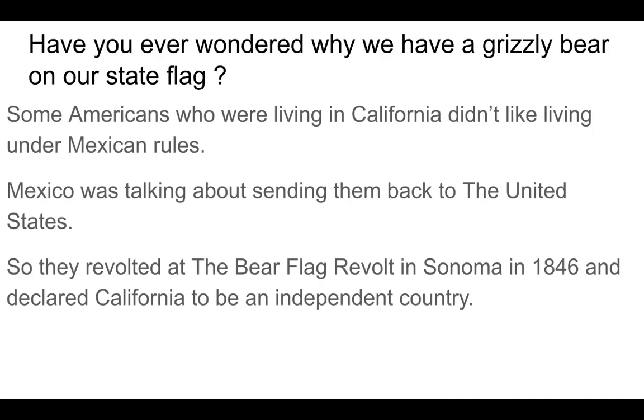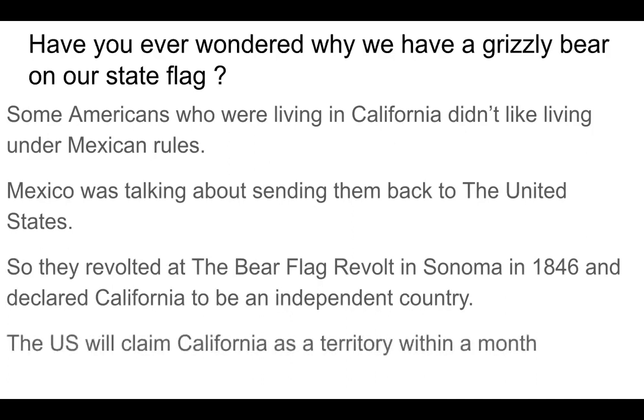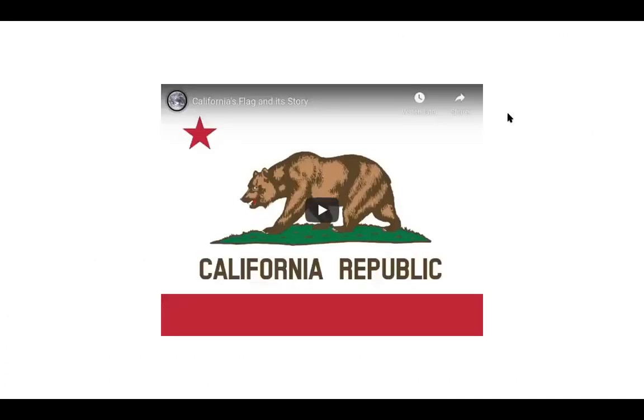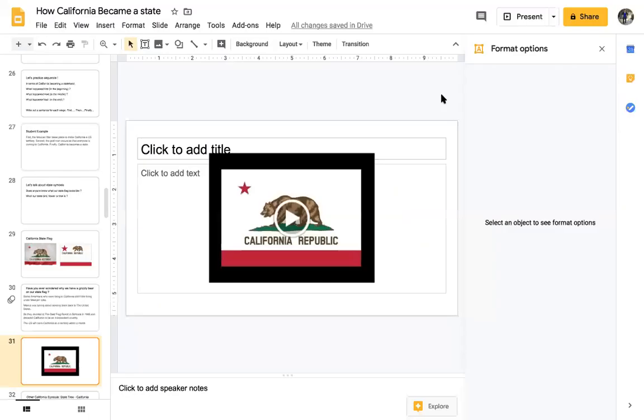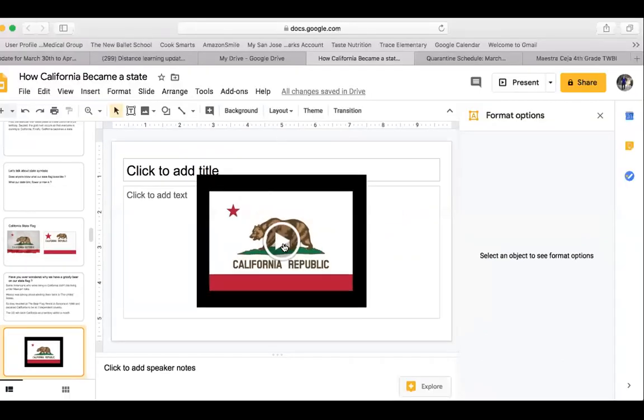So this is the Bear Flag Revolt. They are successful. They beat the Mexican troops that come in. And so for about a month, California is an independent nation. But then this is the point when the United States will claim California as their own territory. So this is as the Mexican War is really starting to heat up here. All right, so a video here on our flag and its story.